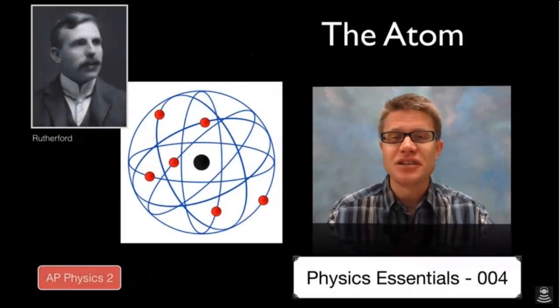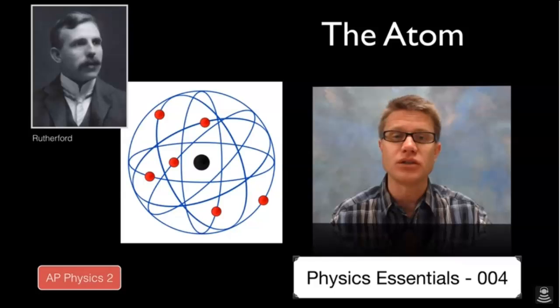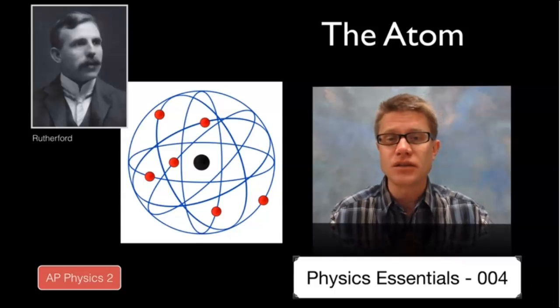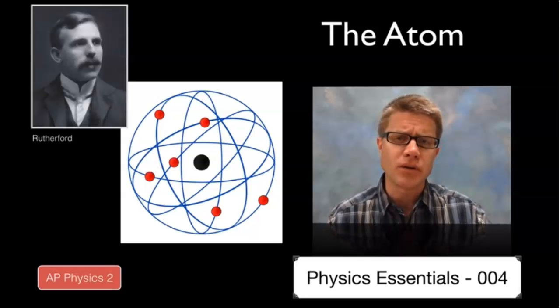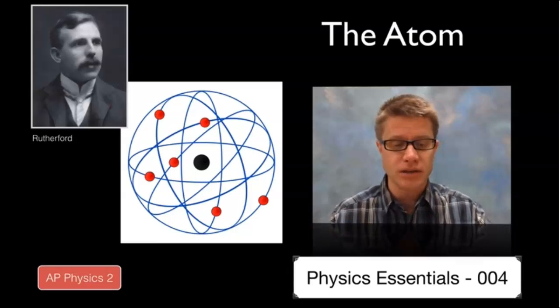Hi, it's Mr. Anderson, and this is AP Physics Essential Video 4. It's on the atom. In the last video, we talked about how Ernest Rutherford and his gold foil experiment had helped scientists discover this positive small nucleus in the center of an atom. But that didn't tell us what the electrons were doing. And he just speculated that they were moving around the nucleus almost like planets in orbit around the sun.